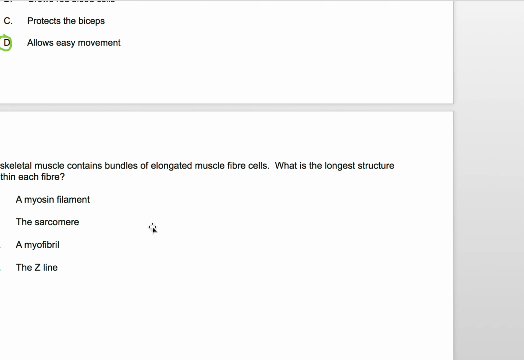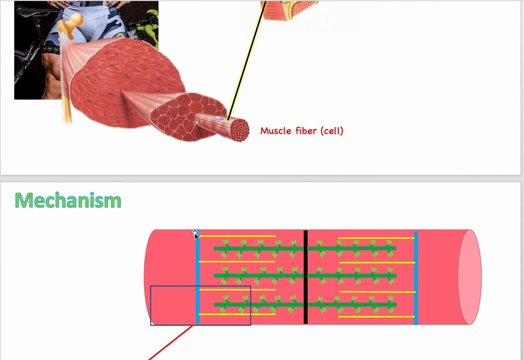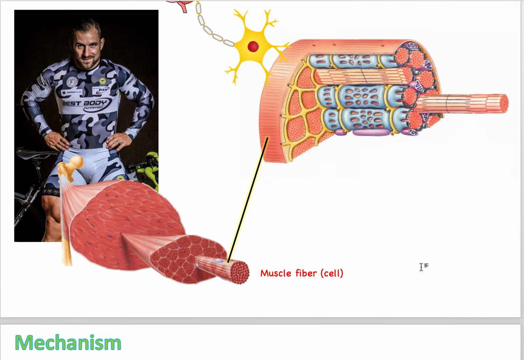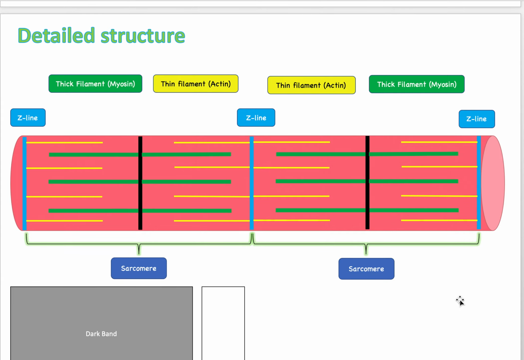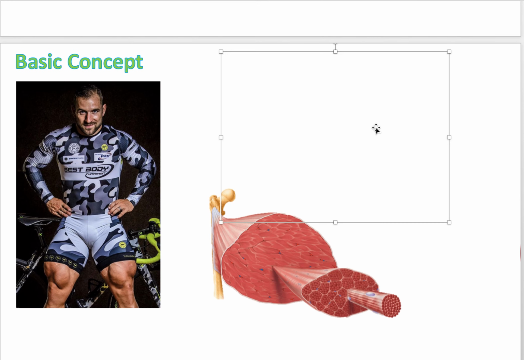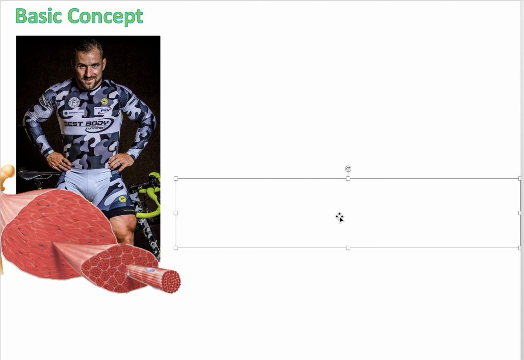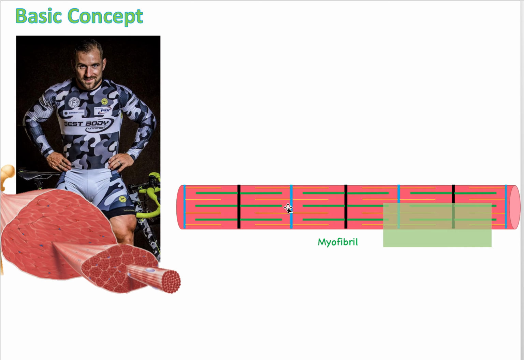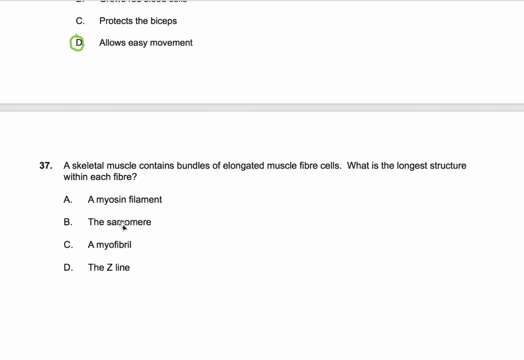The sarcomere. Okay, the sarcomere is from one Z line to another Z line. So remember, Z lines repeat. So here we have two sarcomeres, 1, 2. And here we have, let me show you this, 3. 1, 2, 3. Okay, so that's a sarcomere. So we can see a sarcomere is longer than a myosin filament, right? So far, it should be B, but let's continue.